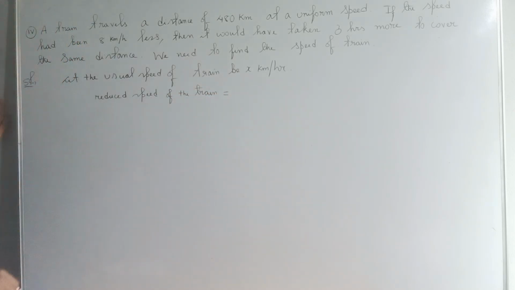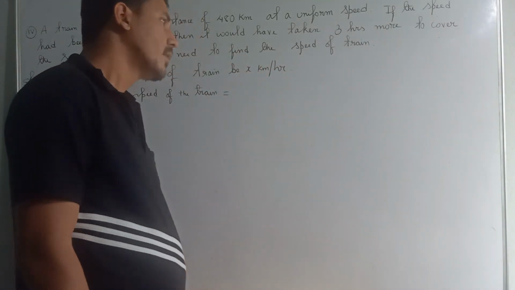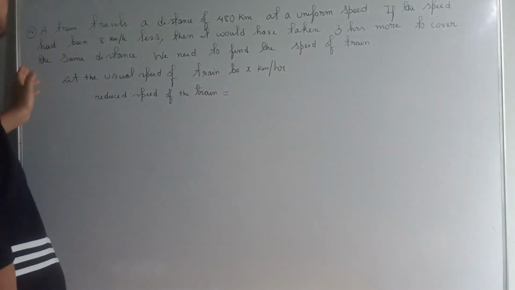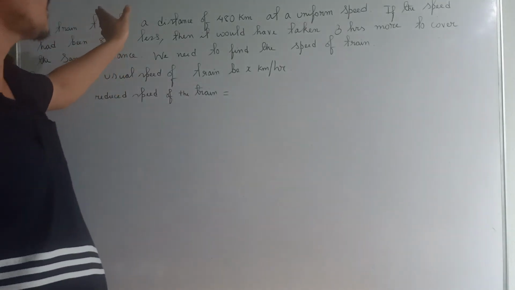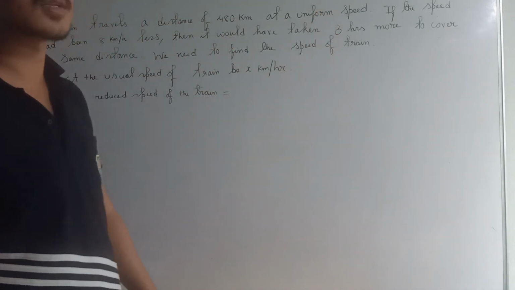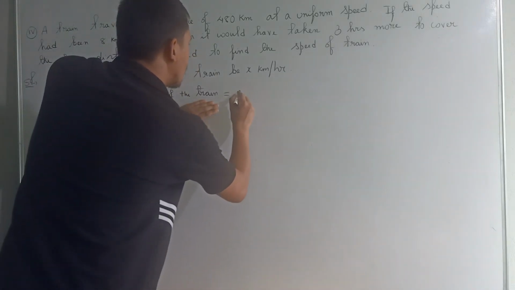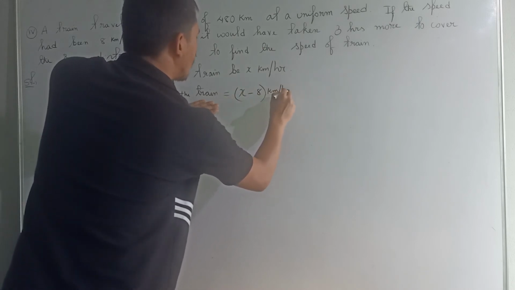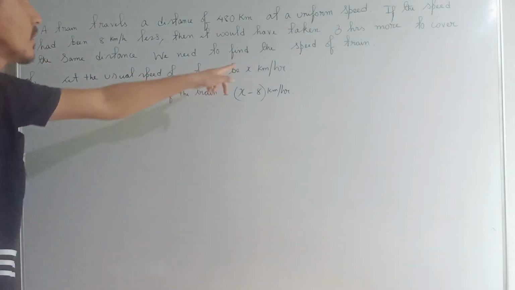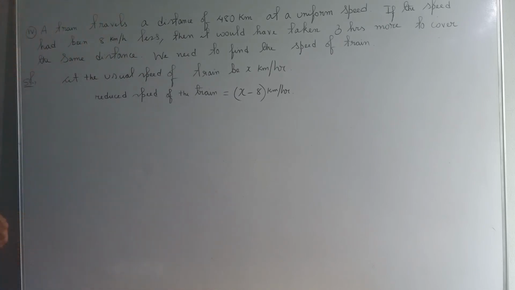See, actually the train usually goes at a speed of x km per hour. But this time, due to some situation, the speed of the train decreases by 8 units than its original speed. So the reduced speed of the train will be x minus 8 km per hour. The speed of the train has been decreased by 8 units, so the new speed will now be x minus 8 km per hour.